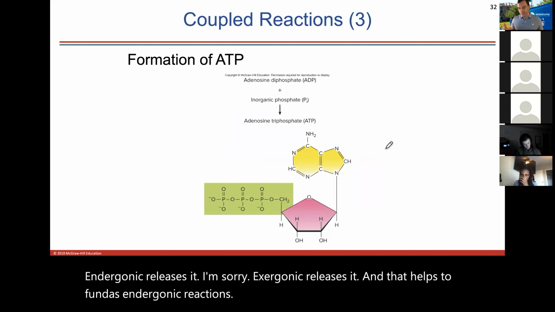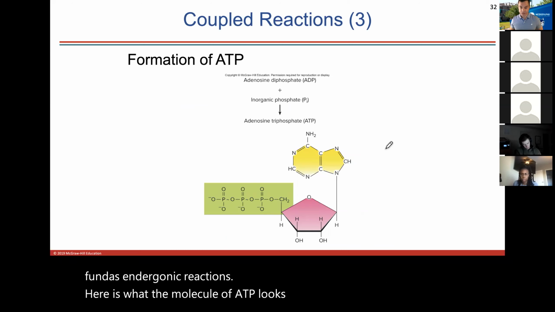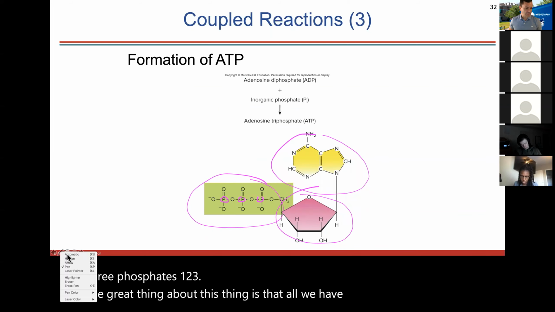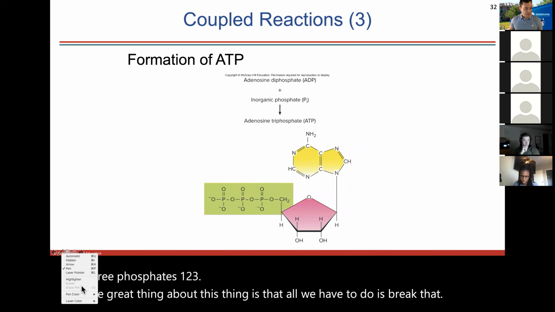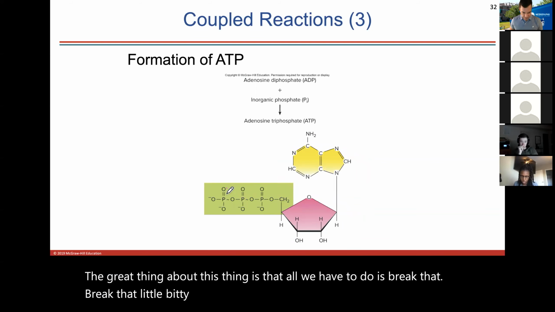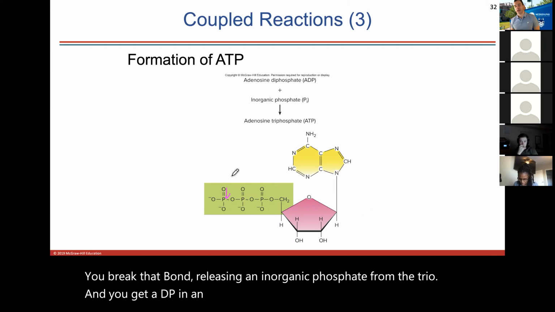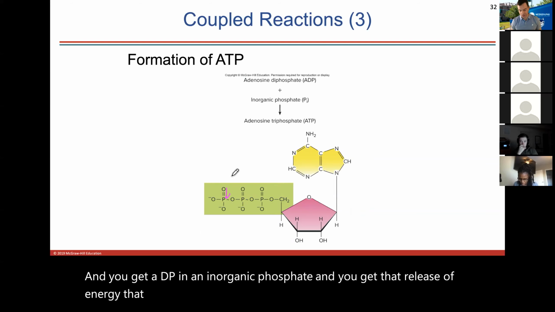Here is what the molecule of ATP looks like. Adenosine, some phosphates. Three phosphates, 1, 2, 3. The great thing about this is that all we have to do is break that little bitty bond. Which bond? That bond right there. You break that bond, releasing an inorganic phosphate from the trio, and you get ADP and an inorganic phosphate, and you get that release of energy that is so necessary and so required.